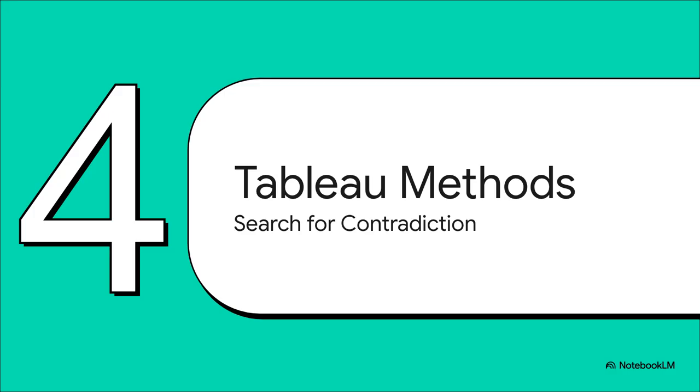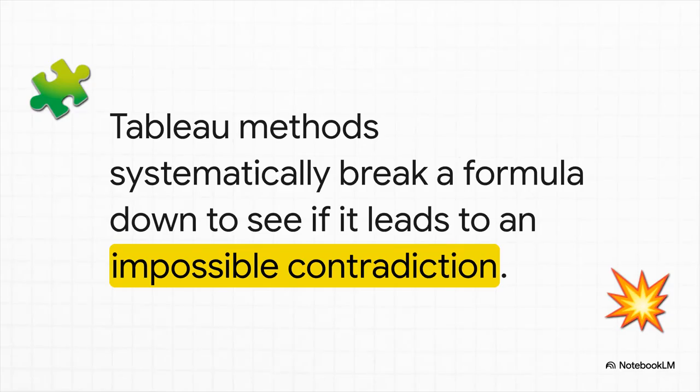Let's talk about tableaus. It's a totally different approach to finding truth, and it's another area where hybrid logic gives us a massive upgrade. The whole idea behind a tableau is to work backwards. It's kind of like playing a game of logical Sudoku. You start by assuming a formula could be true, and you systematically break it down into smaller and smaller pieces. If every single possible path you explore leads to an impossible contradiction, like a world where P has to be both true and false at the same time, well then you've proven the original formula must be a logical truth.